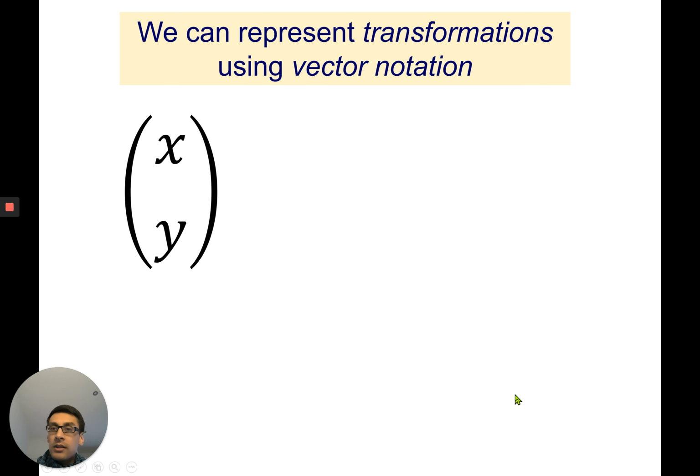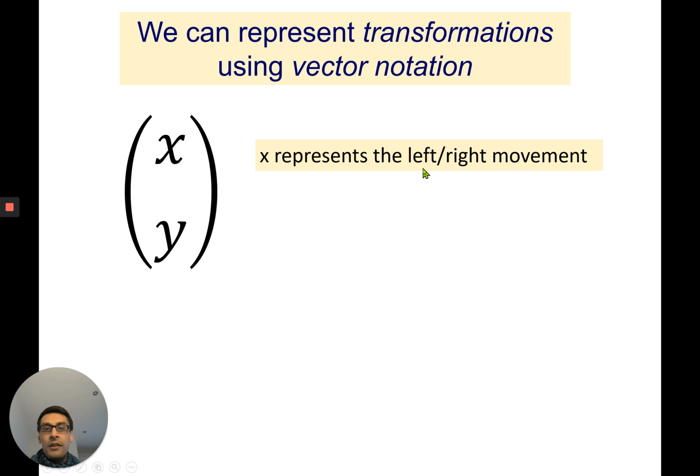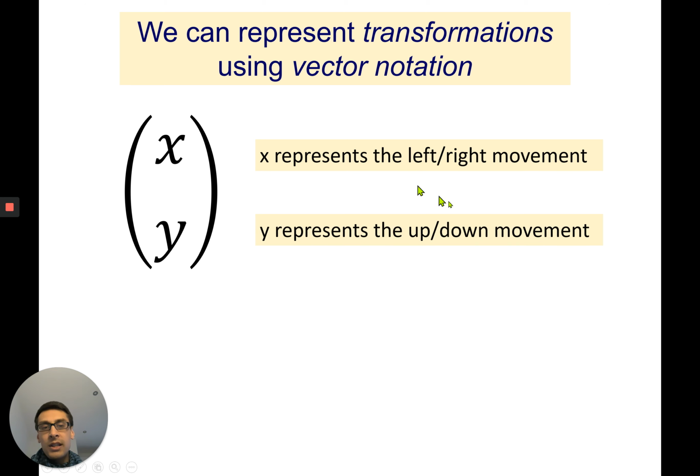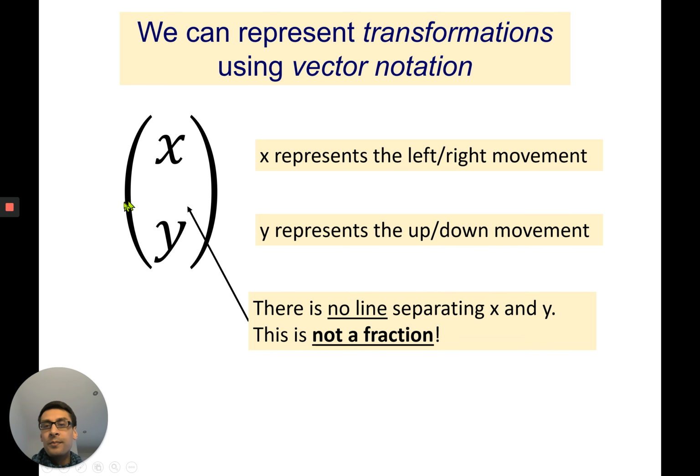So just as a side note, we're not going to come back to vectors probably in this topic, but it does appear later on. So I'm going to give you a quick recap, or maybe even an introduction if you haven't done it before. When you're representing transformations, you can use vectors. A vector is written just like you see on here: x over y. x represents the left and right movement, and y represents the up and down movement. You need to be careful not to confuse this with a fraction. There should be no line separating the x and the y. It's not a fraction, it's a vector.